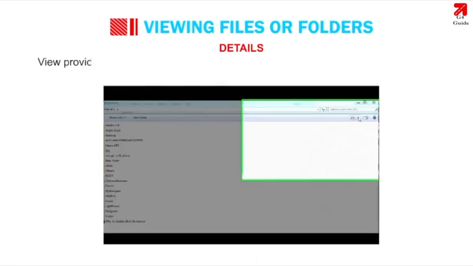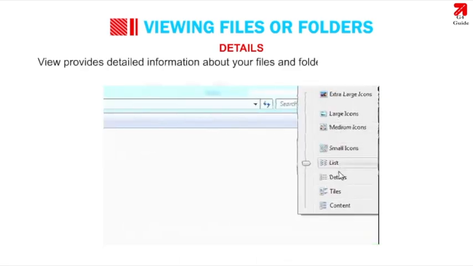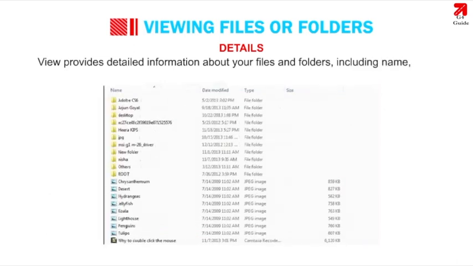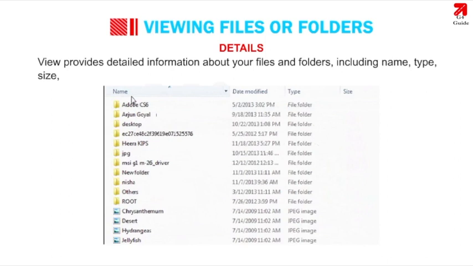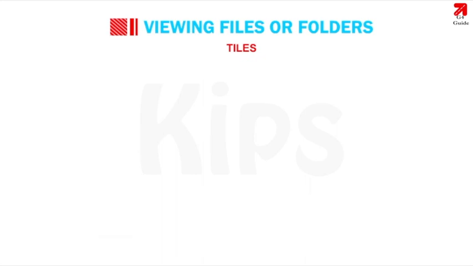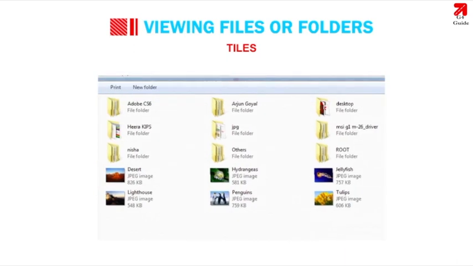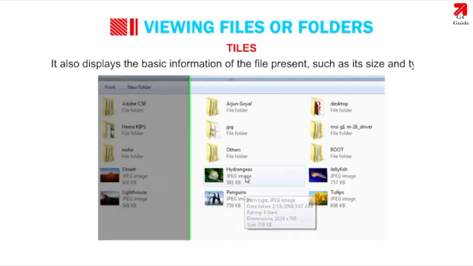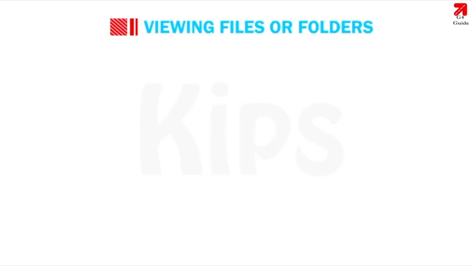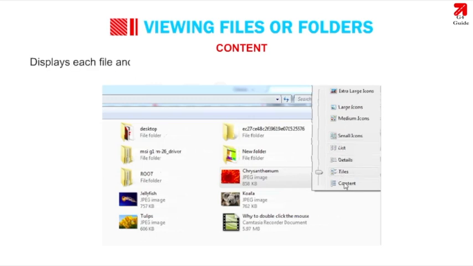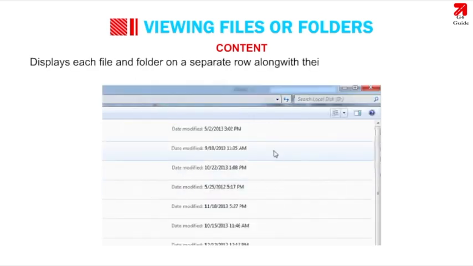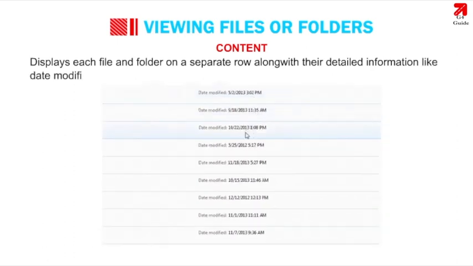Details view provides detailed information about your files and folders, including name, type, size, and date modified. Tiles display files and folders as medium-sized icons. It also displays the basic information of the file, such as its size and type. Content displays each file and folder on a separate row, along with their detailed information like date modified, size, author, etc.